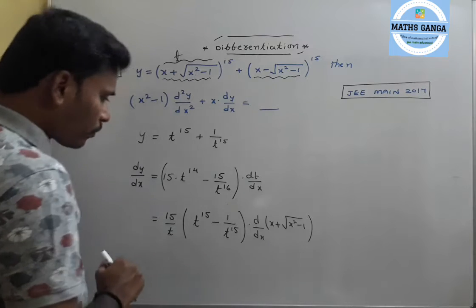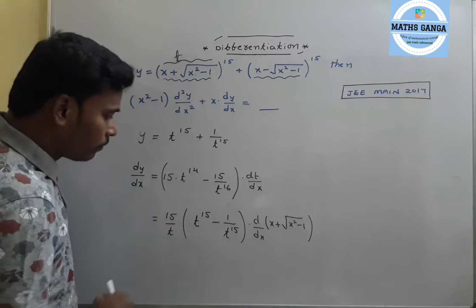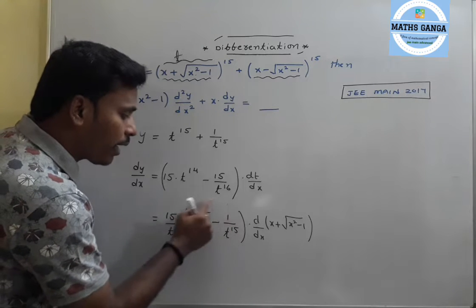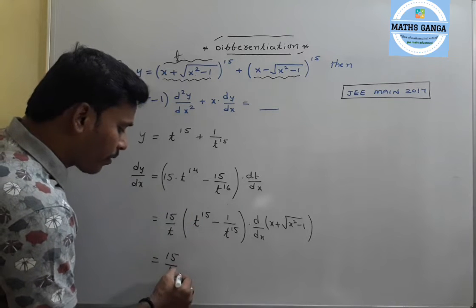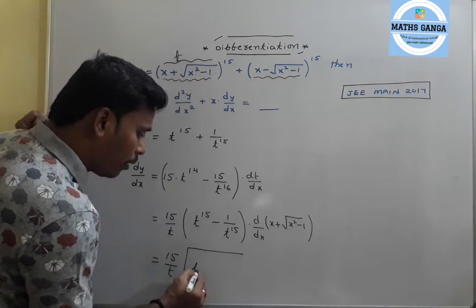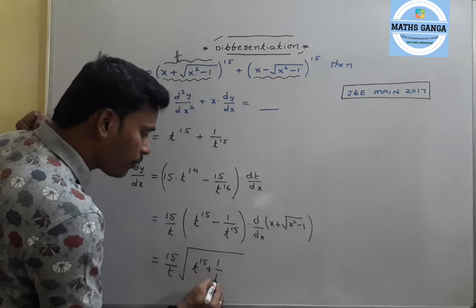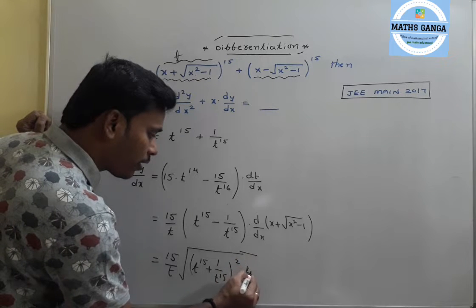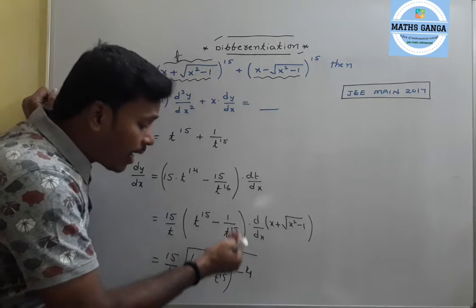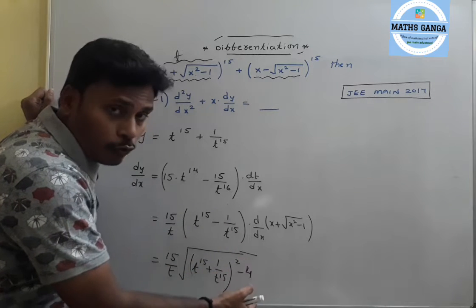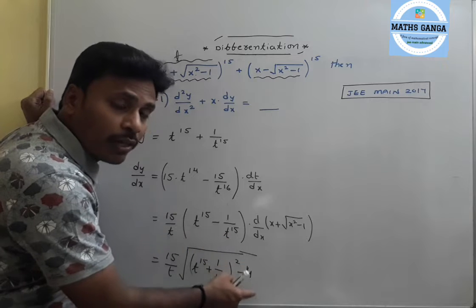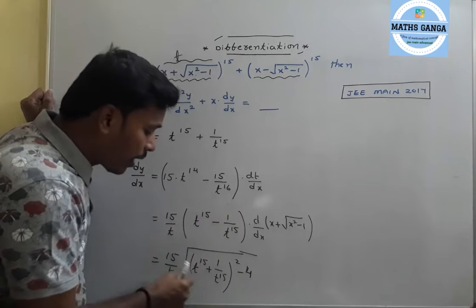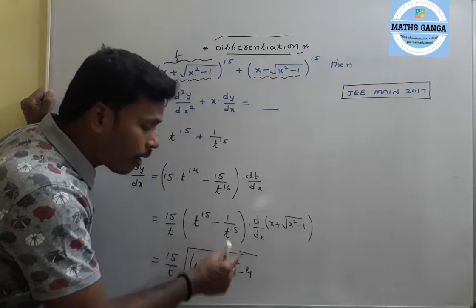Now just have a look. This is equal to 15 by t into t power 15 minus 1 by t power 15, which can be written as the square root of (t power 15 plus 1 by t power 15) whole square minus 4. Here we have a minus b whole square, and I am writing it as root of (a plus b) whole square minus 4ab. If it is a and b, 4ab is just 4.